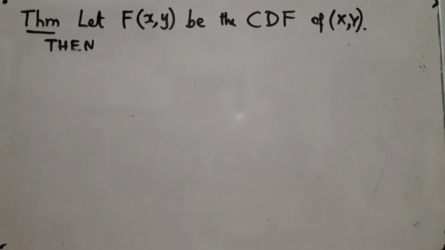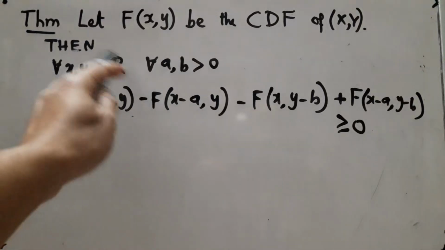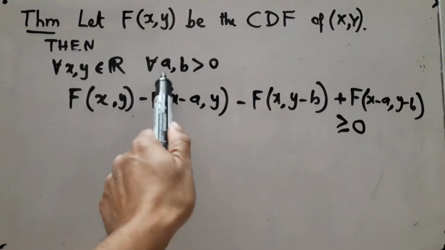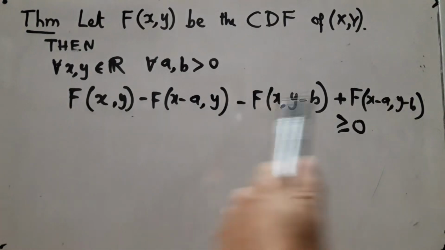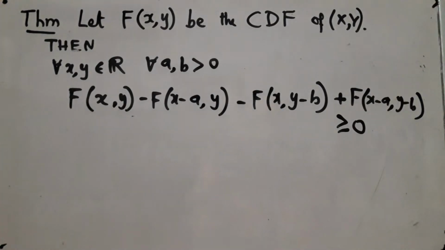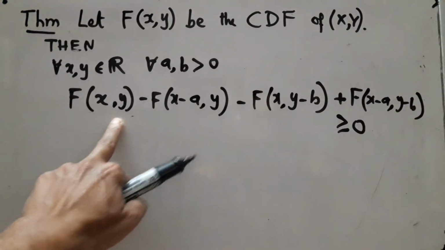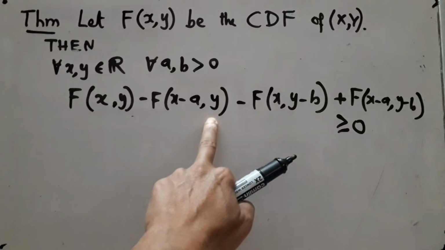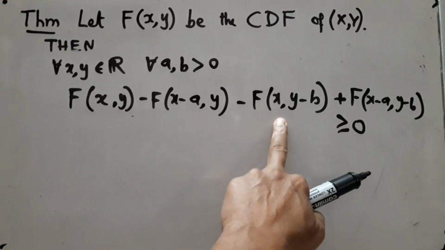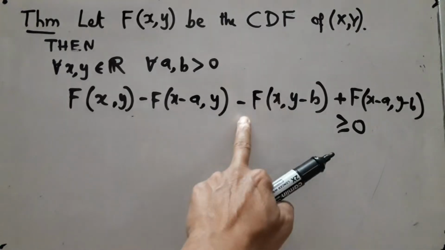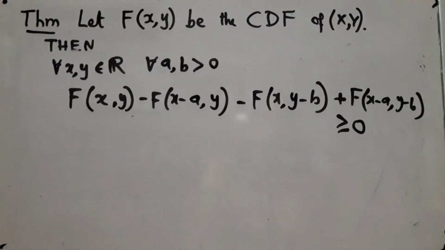The next theorem will give us a stronger type of non-decreasing property for bivariate CDFs. Whatever x, y you take, real numbers, and whatever a, b you take, positive, you will have this thing. Now when you look at it for the first time, it looks very confusing, but actually it is extremely intuitive once you draw the diagram. Look at the pattern. I have F(x,y) minus F(x minus a, y). Then I do the similar thing with y, keeping x the same, both have minus. Finally I add a plus term.